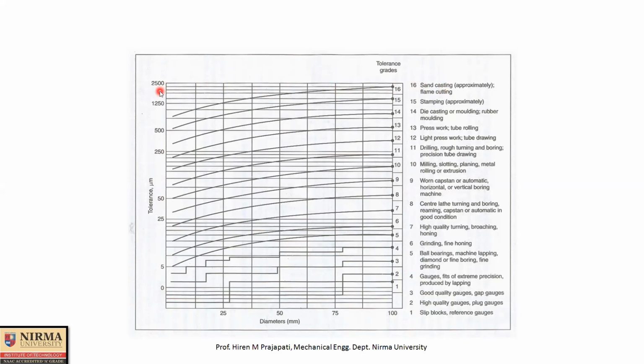What is the understanding of tolerance value increasing? Tolerance value increasing means the amount of dimension variation is increasing. Amount of dimension variation increasing means the possibility of manufacturing error is increasing. So you get tolerance up to close to 2500 micron if you follow sand casting operation. So sand casting operation is very poor in case of dimensional accuracy. Clear? So sand casting can give you very little dimensional accuracy. That is the meaning of this graphical representation.